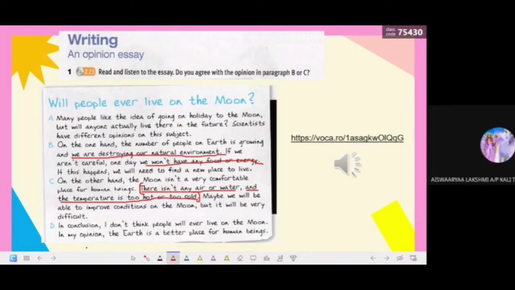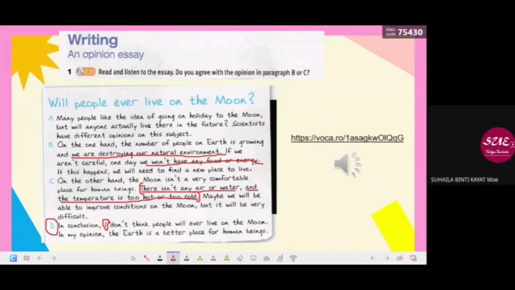Okay. Personal opinion. Pandangan sendiri. When we talk about personal, it means I. Dia mesti ada I. So the answer is D. Okay, this is the key. This paragraph shows personal opinion.